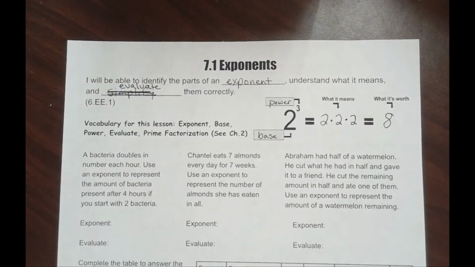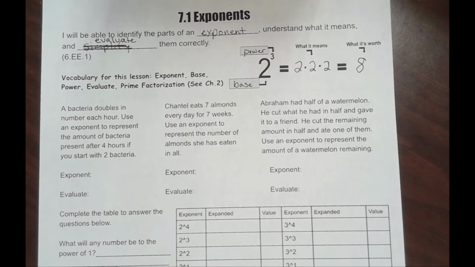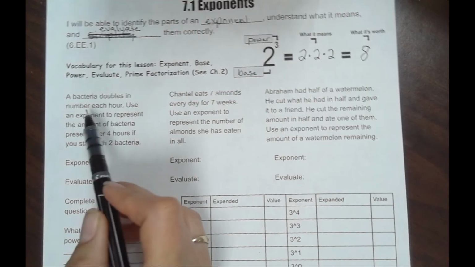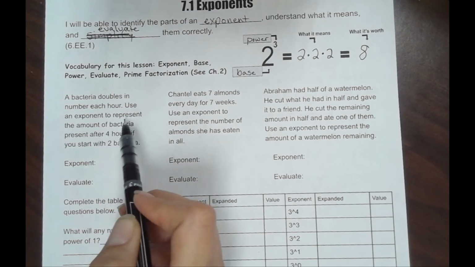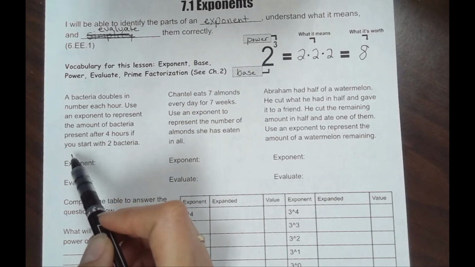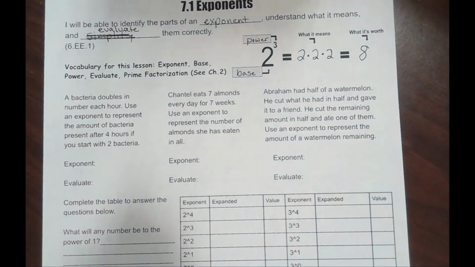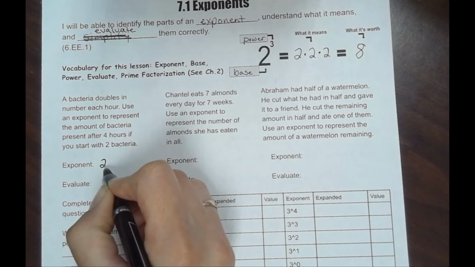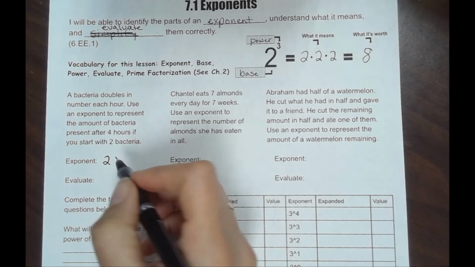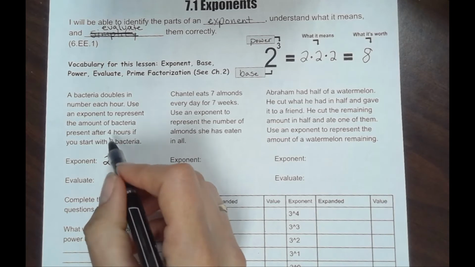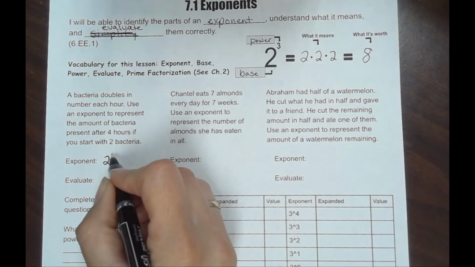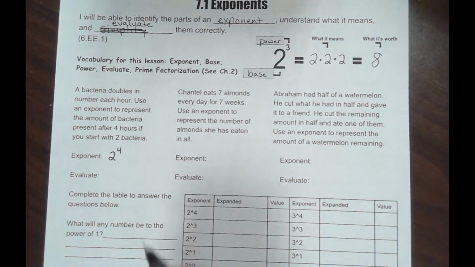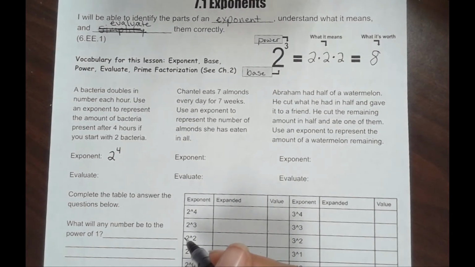Evaluate them correctly. Alright, where in real life could we even use this? We have a few examples here. A bacteria doubles in number each hour. Use an exponent to represent the amount of bacteria present after 4 hours if you start with 2 bacteria. So, the base is what we're starting with, and it's going to double. So it's going to be 2 times itself. How many times? It's going to double every hour for 4 hours. So that would be 2 to the 4th power.